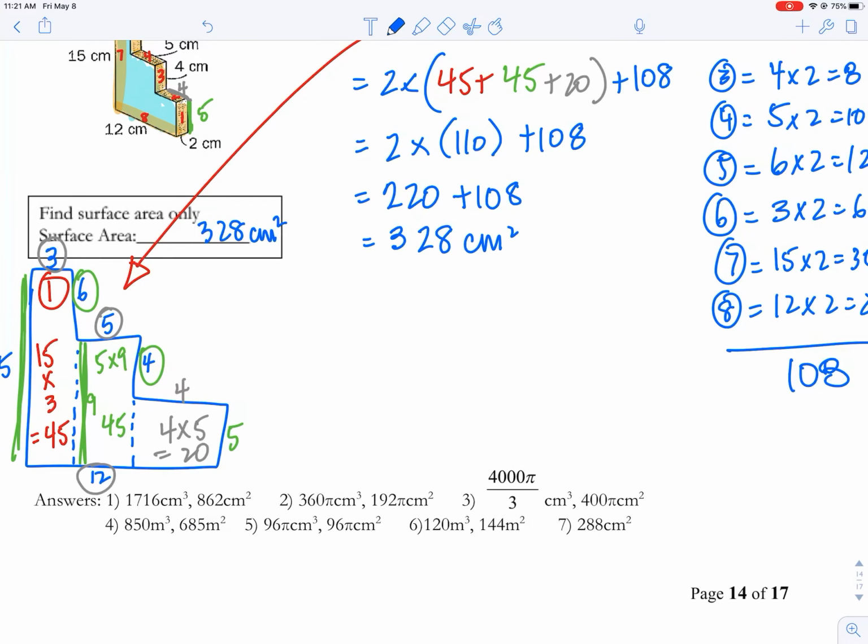Which is different from the bottom, but I'm pretty sure I'm right.